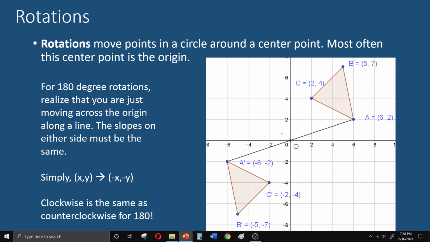The way to check this, instead of making a right angle, now it will make a straight line. So you should be able to connect C and C prime with a straight line, and you can, through the origin. And same thing for B.